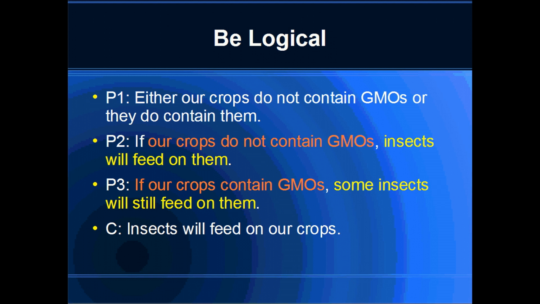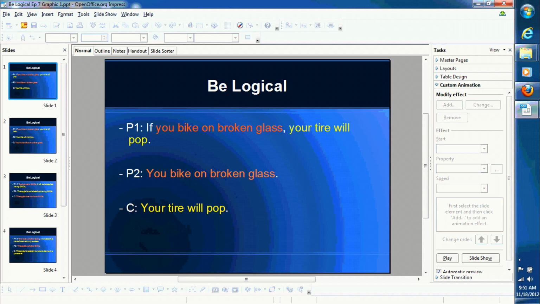Okay, and that concludes this discussion on conditional syllogisms, two valid types of conditional syllogisms, and how they apply to a discussion on GMOs.